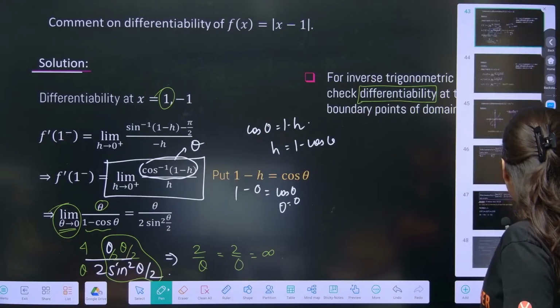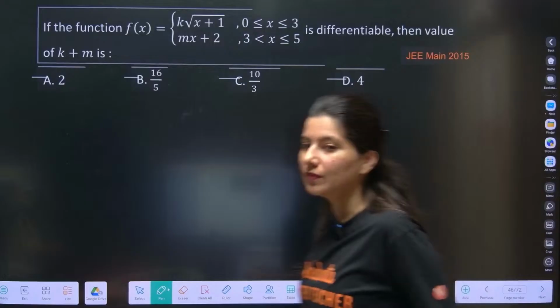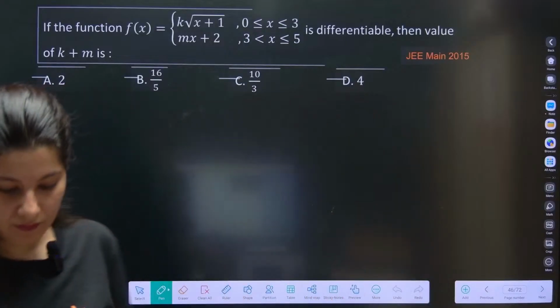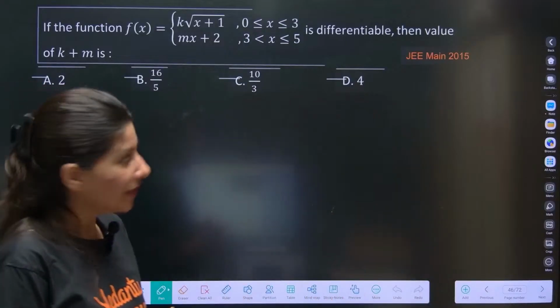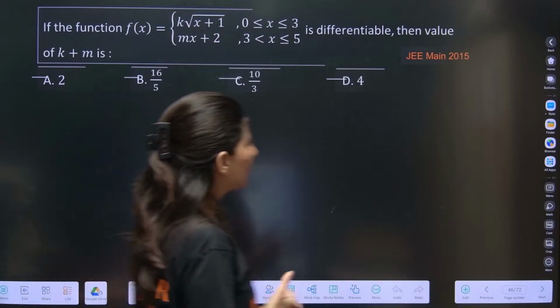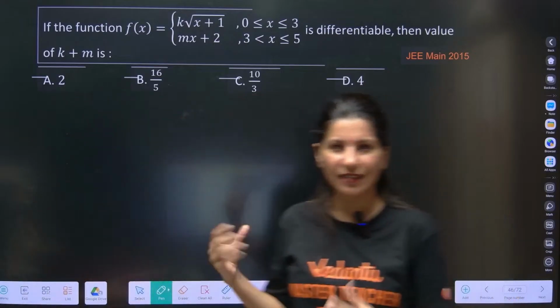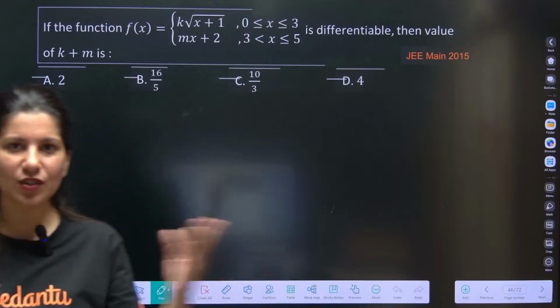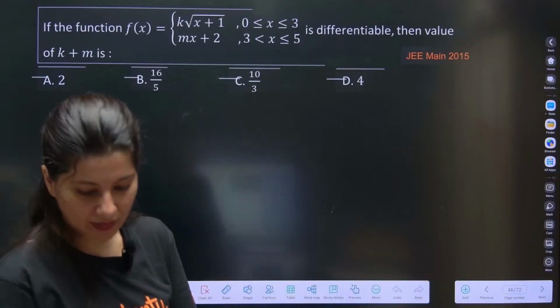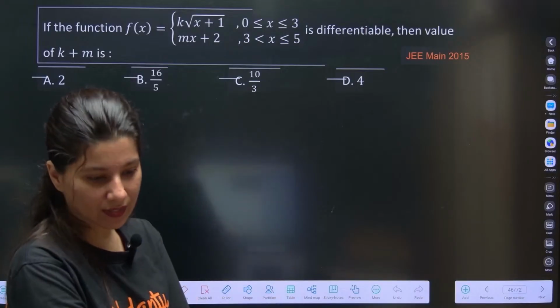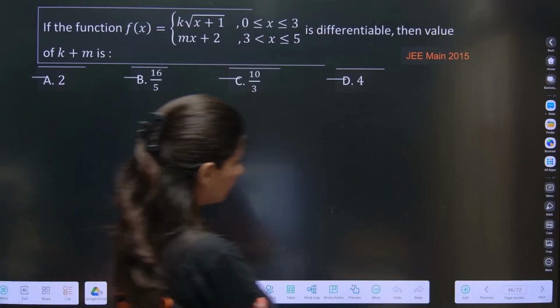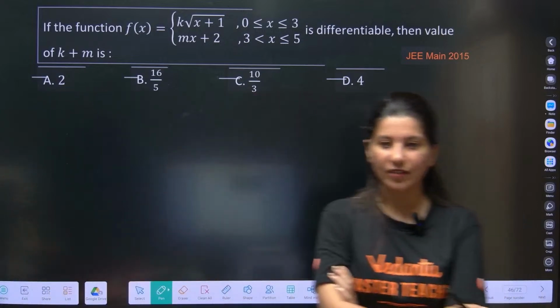Alright. Now one last question. One last question I will give you. Let's see how many of you can solve it, because this is absolutely a template category. These type of questions you might see in JEE Main PYQs. And we are done with differentiability.